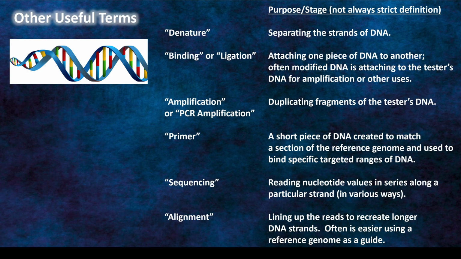Alignment is lining up reads, usually after the DNA has been read, to recreate longer DNA strands. So the more you break it up, the more you have to put it all back together. It's like a puzzle, and you recreate the tester's DNA by putting these little pieces back together. That is often easier if you have a reference genome that you can use as a guide. That's kind of like having the box top on your puzzle. If you don't have that, then putting the puzzle together is much harder. If you have the box top to look at, the picture the puzzle is supposed to represent, that's the reference genome in this case, and that makes putting it all back together a lot easier.